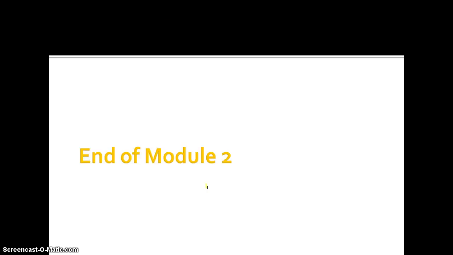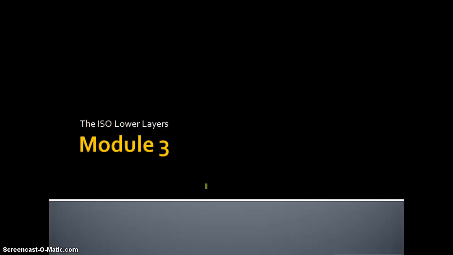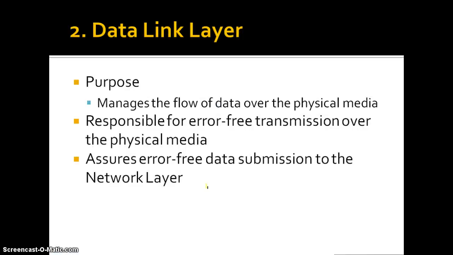Here ends module 2, in which we have studied all the upper layers of the OSI reference model. Next we move to the other module, which covers the OSI lower layers. OSI lower layers, as we had seen in the diagram, were the data link layer and the physical layer.